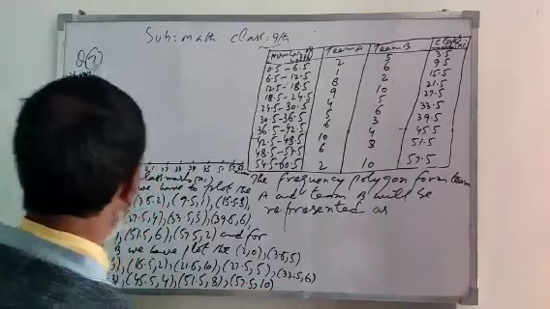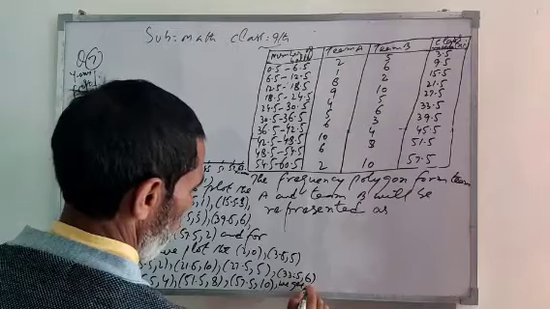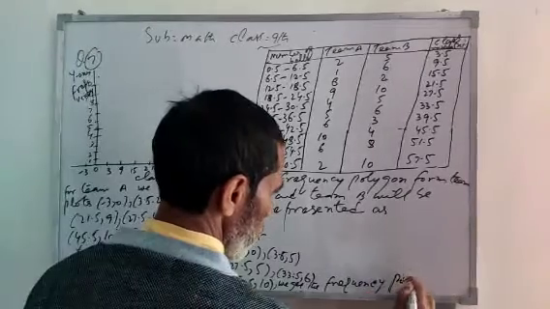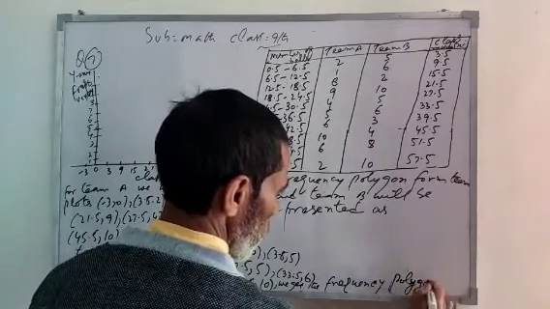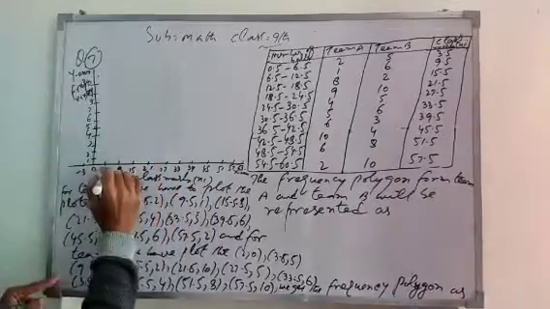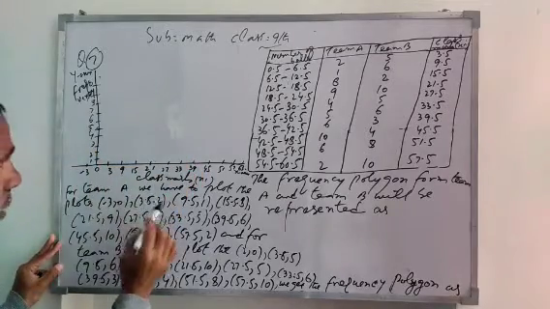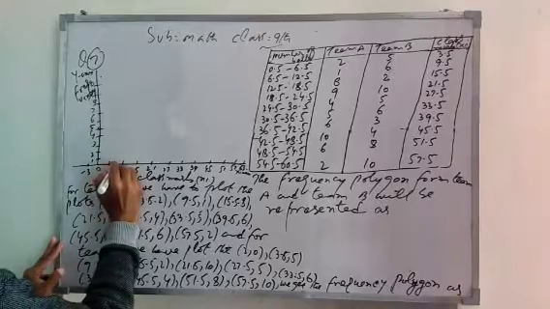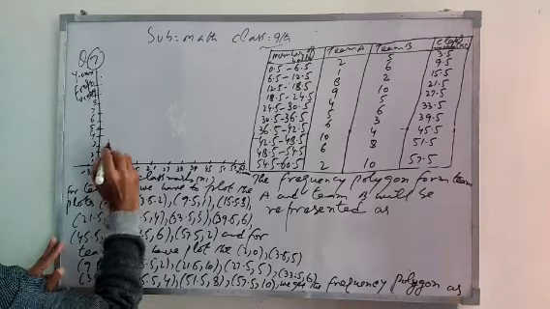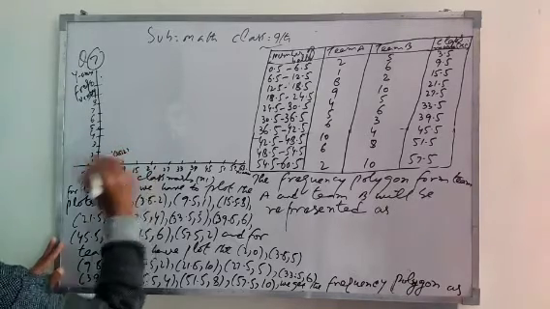We get the frequency polygon. Now we will plot minus 3 comma 0 is here. 3.5 comma 2 we will plot. This is 3.5 and this is 2.